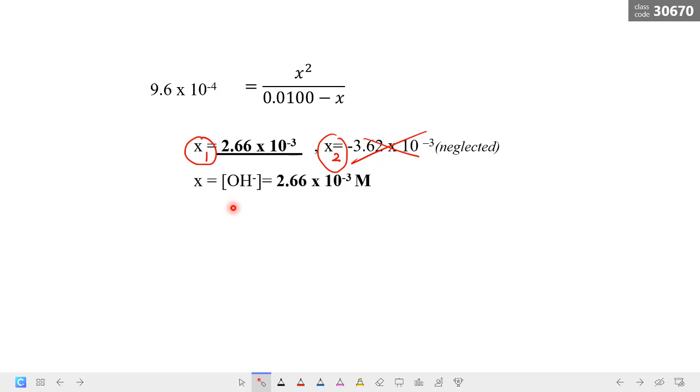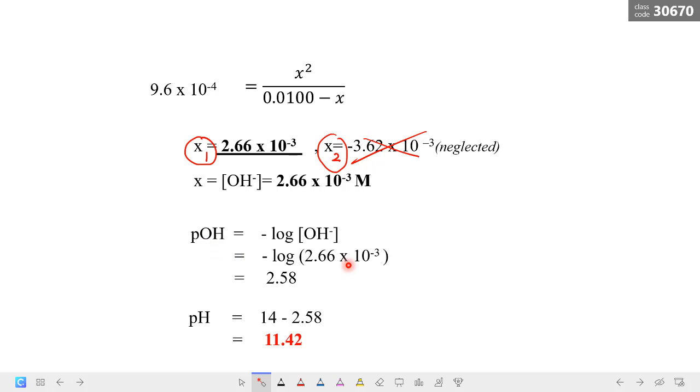Itu soalan minta. Jadi, pH sama dengan apa? This is, actually pH adalah pH equals to negative log concentration of hydronium ion, betul? Tapi sekarang yang kita dapat daripada nilai X tu adalah OH minus. So, kita boleh cari POH terlebih dahulu. Okay, you will get 2.58.